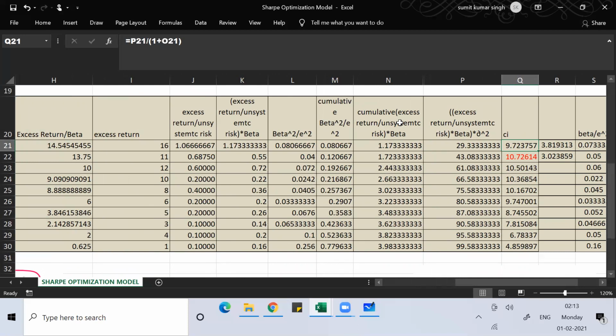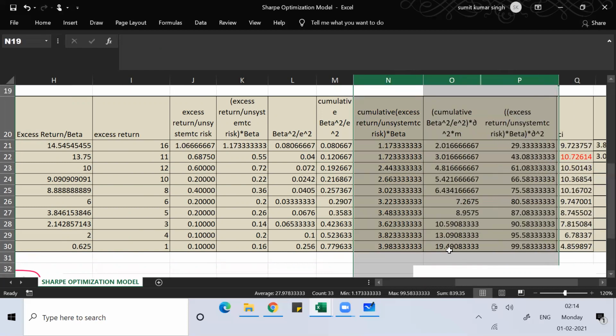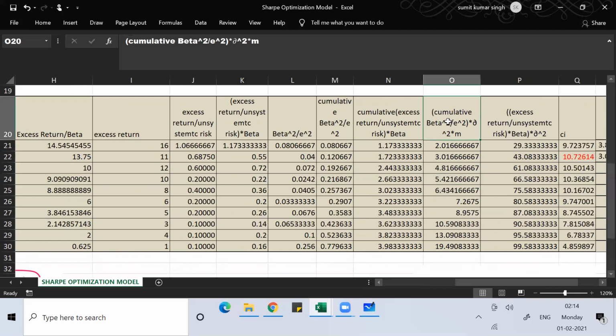I'll find the cumulative of beta square by unsystematic risk, and this I'll multiply with the variance of the market. Once I get this, in columns M, N, O, I multiply that cumulative with the variance of the market. Variance of the market is given as 25.